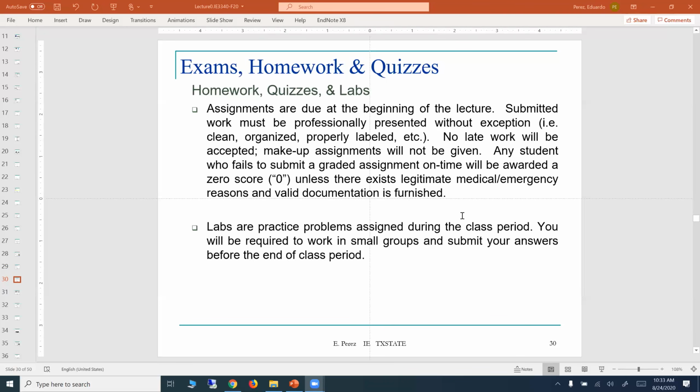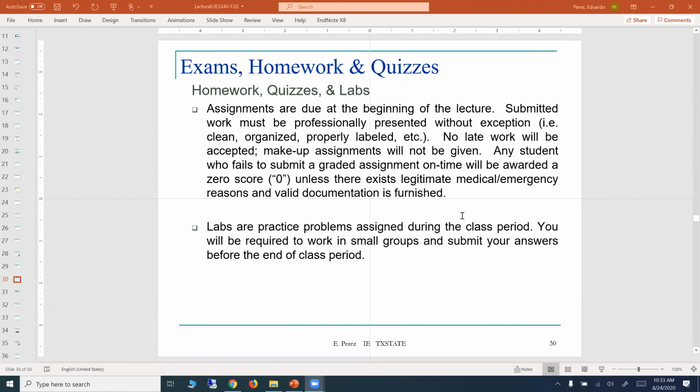Makeup assignments will not be given. Any student who fails to submit a graded assignment on time will be awarded a 0 score unless there exists a legitimate medical emergency reason, and you can provide documentation to support that.